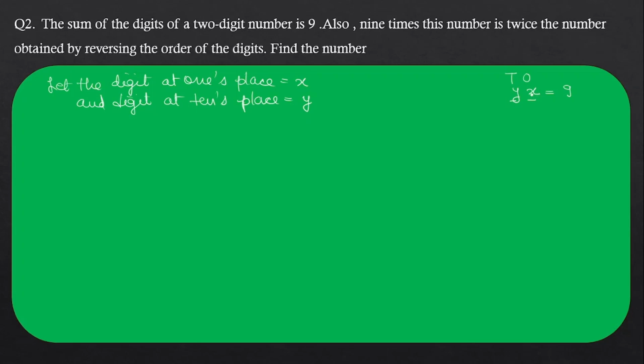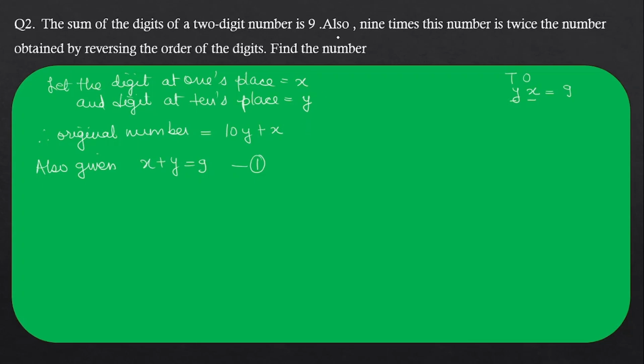Now if only digits are known, how can I frame a number out of it? Using the place value for each individual digit. Therefore, my original number becomes 10y plus x. This becomes my original number. What information are we given? That the sum of the digits of the two-digit number is 9. Given to us is x plus y is 9. This is the first equation given to me. I found my digits and I found my original number.